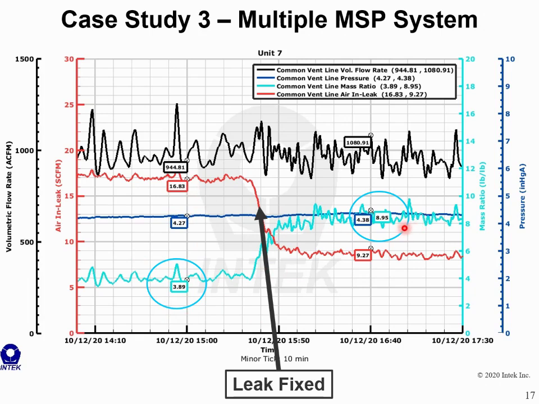Now, with the mass ratio at 9, the plant was running 2 pumps. Now they can turn off 1 pump and run with only 1 pump with no increase in condenser pressure.